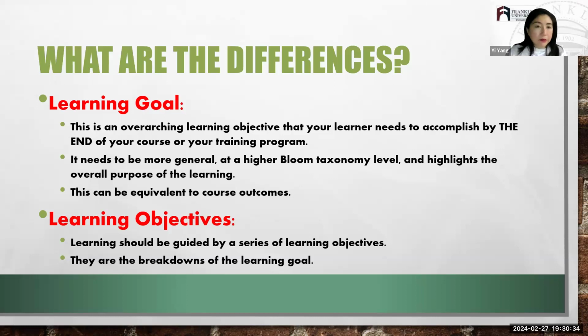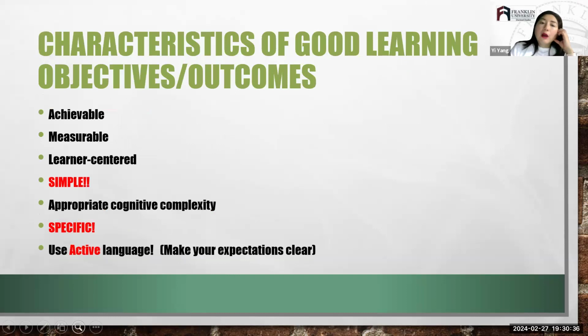Okay. Now, what are the characteristics of good learning objectives or outcomes? First of all, it needs to be achievable. Like this is something to be done, right? If we say, I want to save the earth, that's not accomplishable. That's not achievable. And second, it needs to be measurable. What does that mean, measurable?